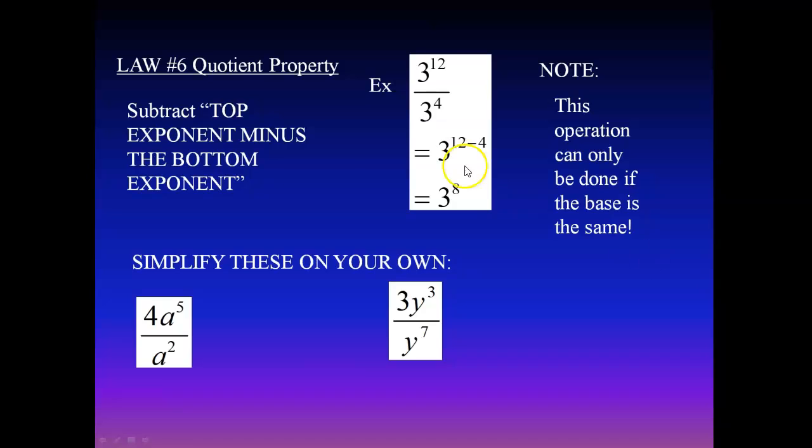Let's take a look at the quotient property. Subtract the top exponent minus the bottom exponent as long as your base is the same. 12 minus 4 is 8, and so 3 to the power 8 is my answer.